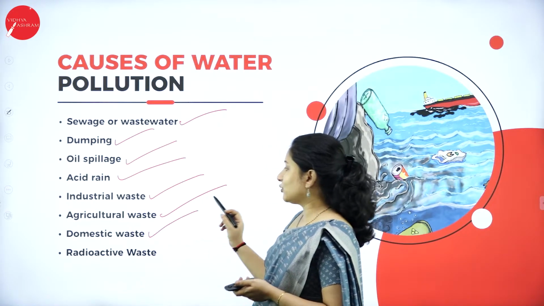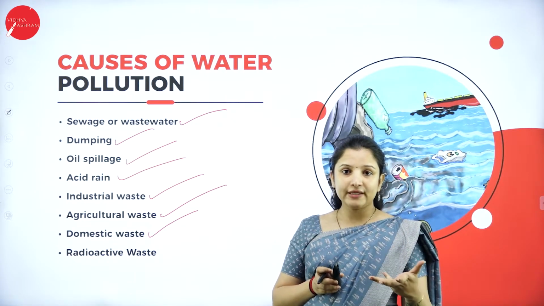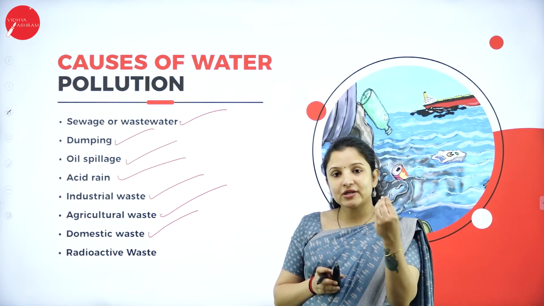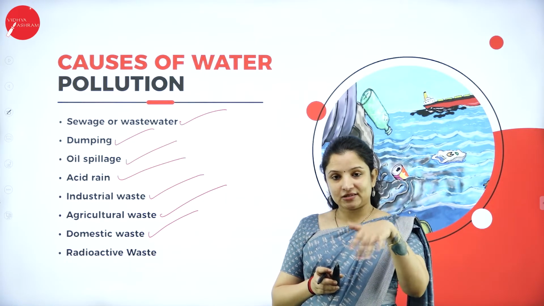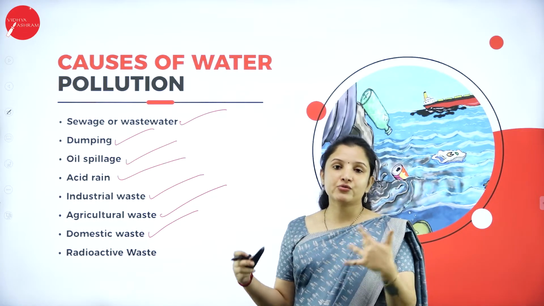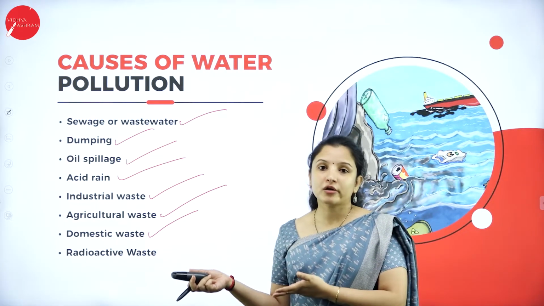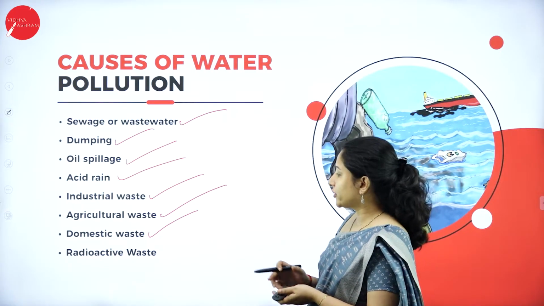Next is domestic waste. Domestic waste is nothing but our household waste. Household waste such as microplastics and some of the waste materials that we clean in the house flows through the drain, and eventually the drain will be connected to a water body. Therefore, domestic waste can also cause water pollution.